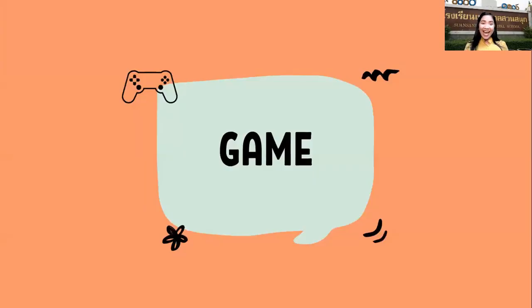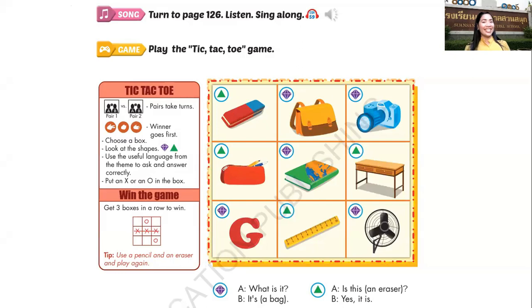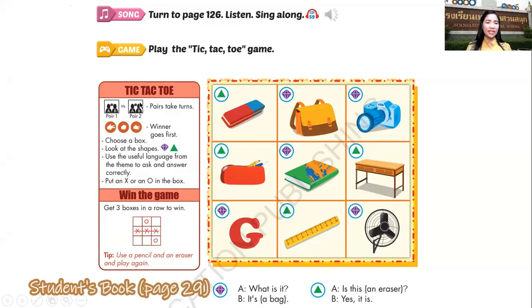It's game time! Tic-tac-toe game! Okay, let me read the instruction on the left side. And after I read it, then that's the time that you can play with your family. In theme one, we already played this game. So this time in theme two, it would be easy for you to do it, right? Now let's read again the instructions.